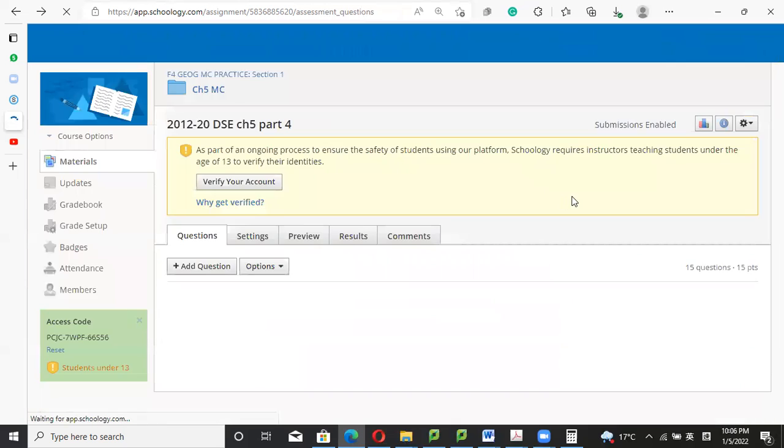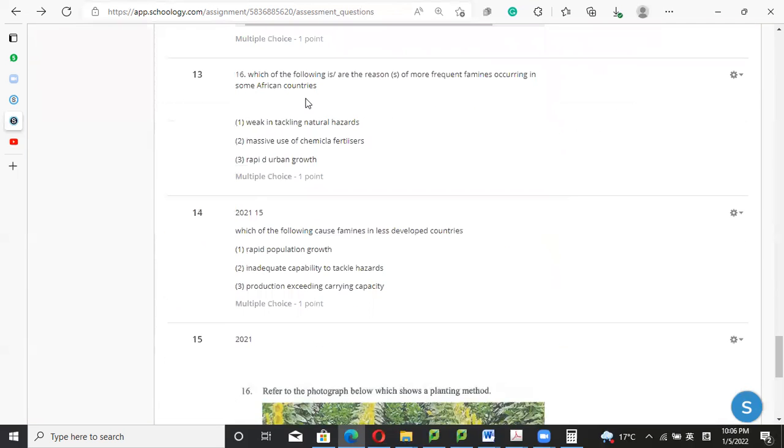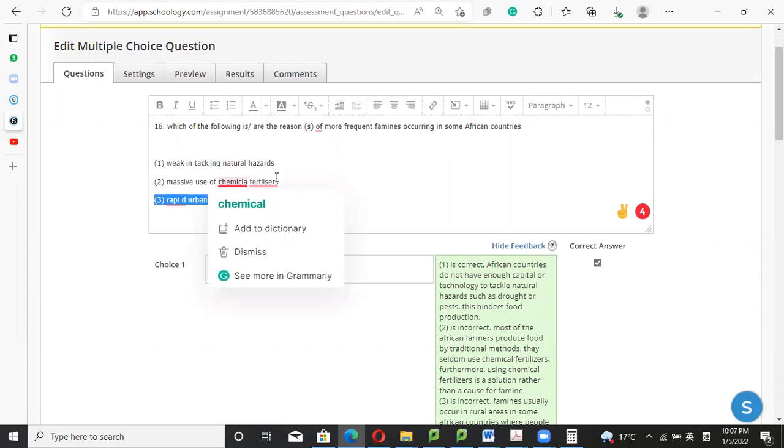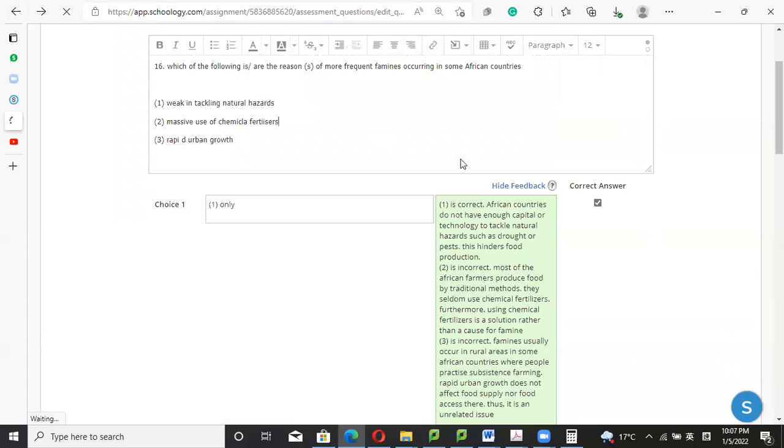Number 13. Which of the following are the reasons for the frequent famine occurring in some African countries? Weakness in tackling natural hazards, true. Number 2, massive use of chemical fertilizer. Is it the case? I don't think so, because they don't even have the money to buy chemical fertilizers. Rapid urban growth is also not the case, because most African countries are very unurbanized. So number 2 and 3 are not correct. Number 1 only.